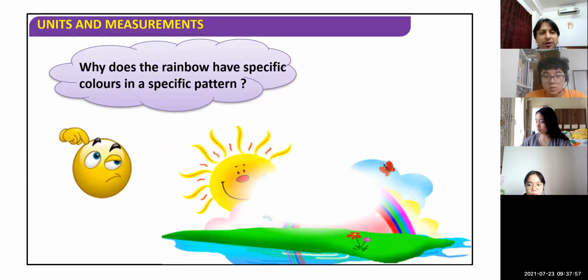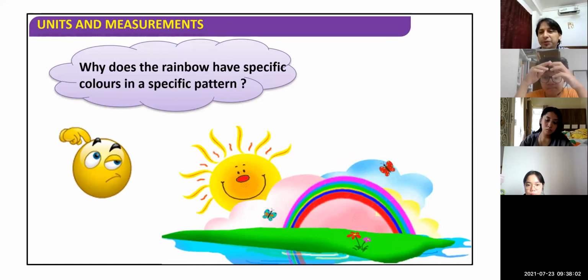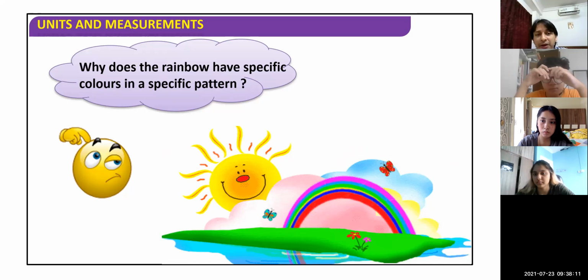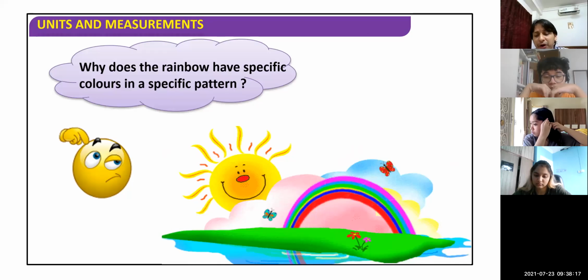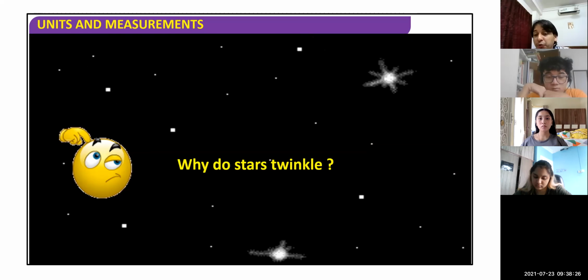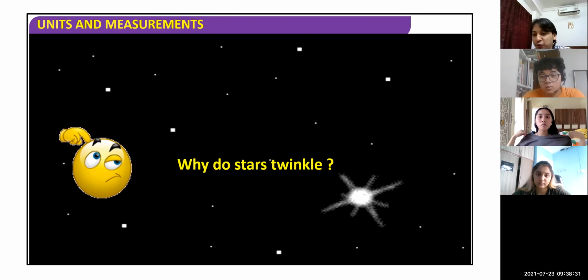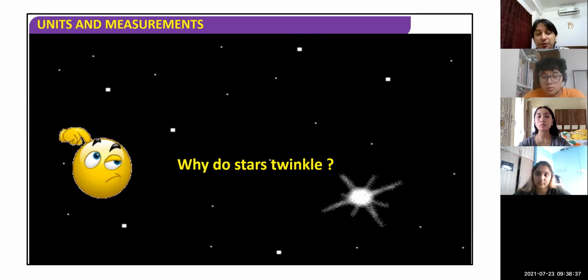When we begin our topic, the very first question: why does the rainbow have specific colors in a specific pattern? A rainbow has a specific curved pattern with different colors. You have to think about why a rainbow has this special pattern with different colors. The second thing: why do stars twinkle? We have a poem in our earlier classes, Twinkle, Twinkle, Little Star. Why do stars twinkle, children? That again is a very interesting question.